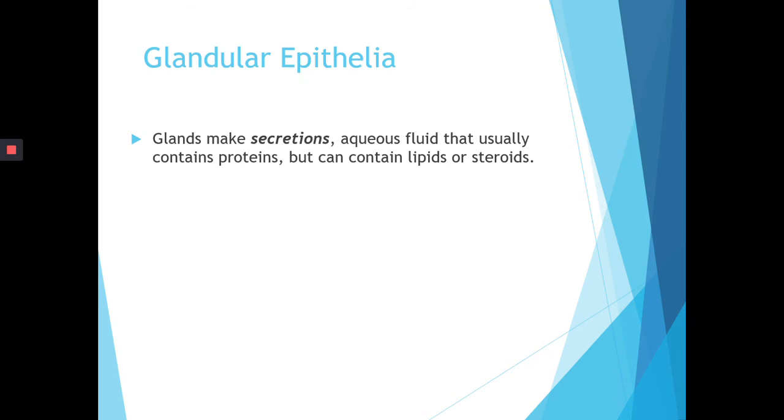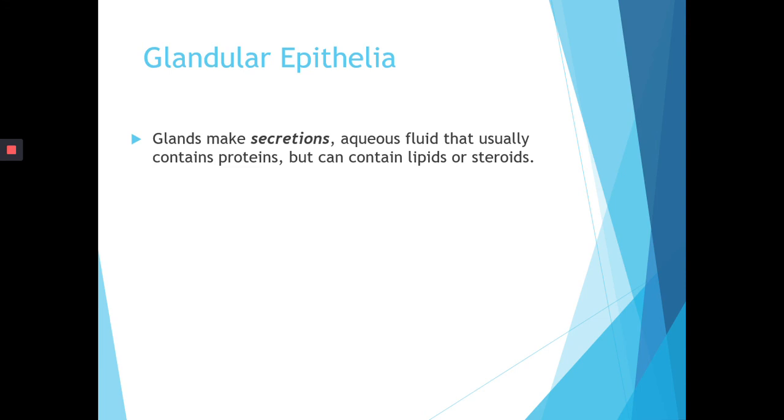So these glands are important because they make the secretions. They are actually making the secretions that are there. The cells actually make the sweat or make the oil. And many of these secretions will have an aqueous fluid that may contain proteins. Sometimes they may contain lipids, they may contain steroids. And you can begin to read about this in your book on page 123.